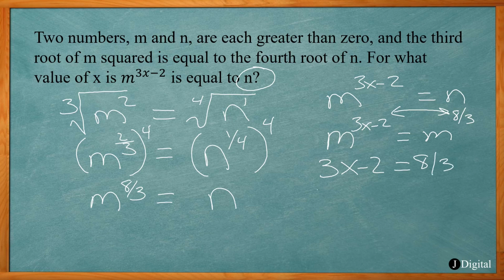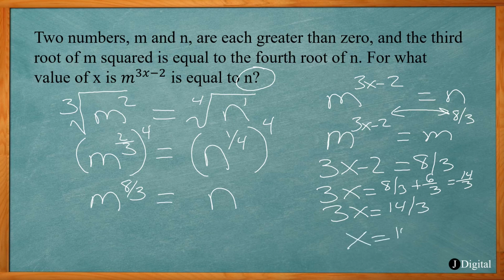Add 2 to both sides. And 2 is also 6/3. So you have like terms there. Add those together, and that gives you 14 over 3. So 3x equals 14 over 3. Then divide both sides by 3, and x will give you 14 over 9. So our answer is x is equal to 14/9.